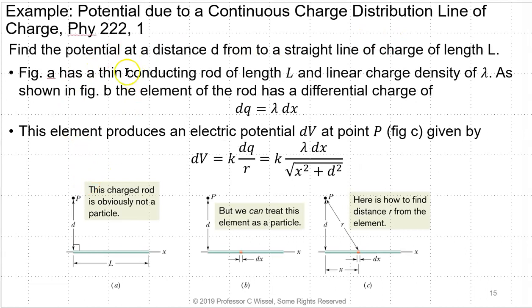Okay, so we're going to find the potential at a distance d from a straight line of charge of length L. Figure A has a thin conducting rod of length L and linear charge density of lambda. Lambda would be coulombs per meter, those would be the units on that.